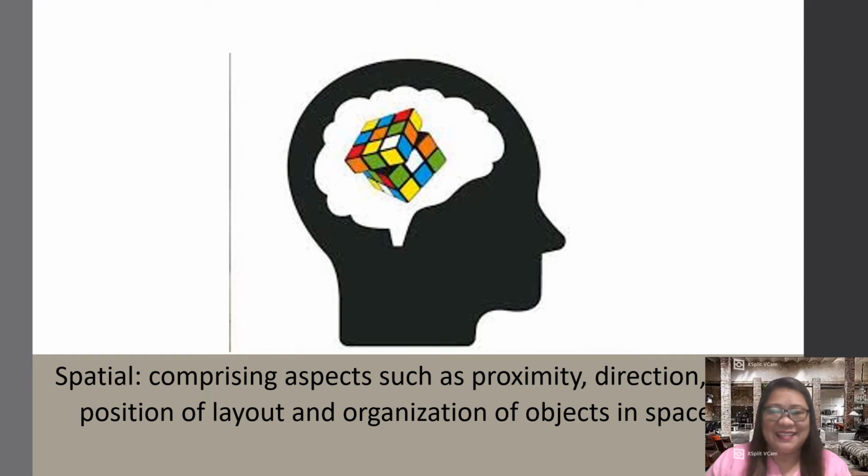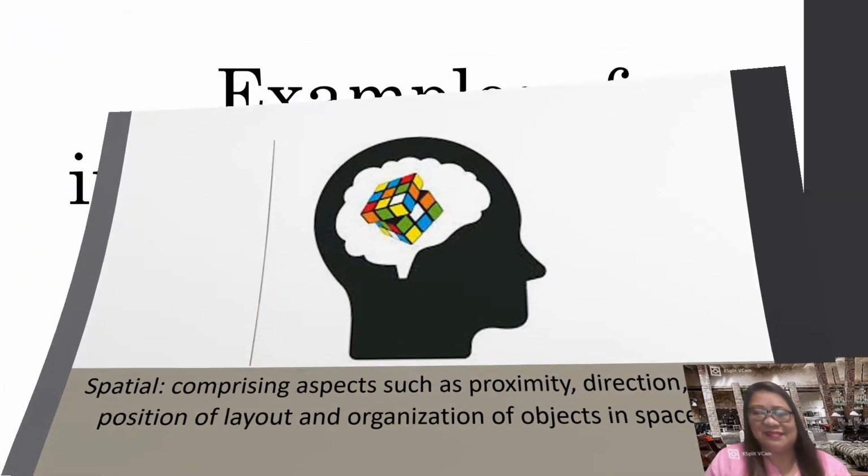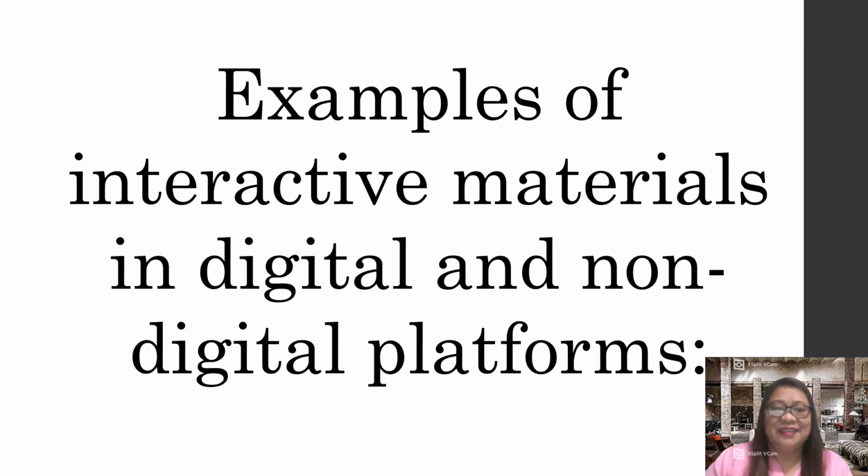And the last is spatial, comprising aspects such as proximity, direction, and position of layout and organization of objects in space. The following are examples of interactive materials in digital and non-digital platforms.